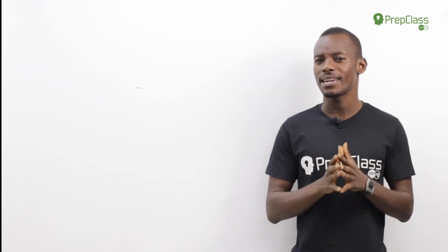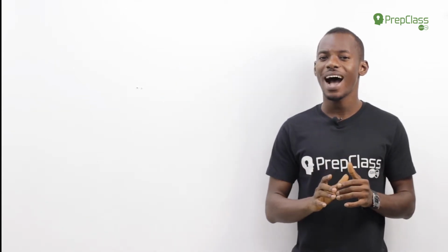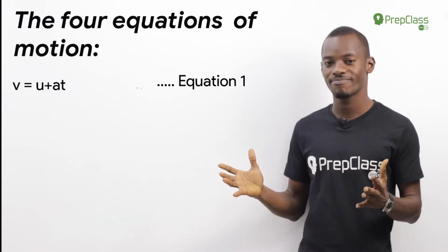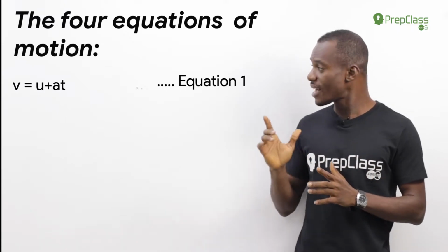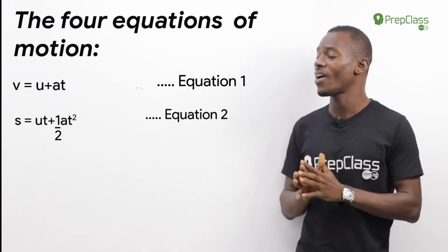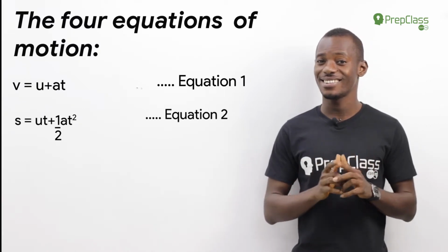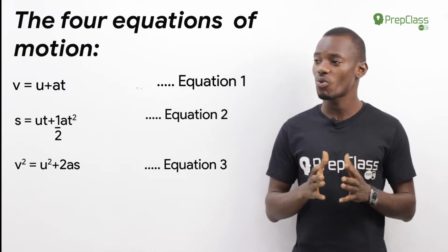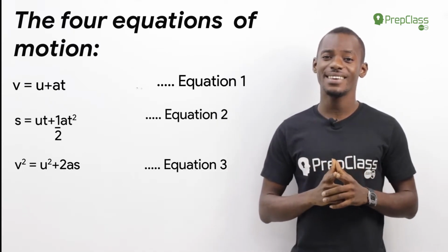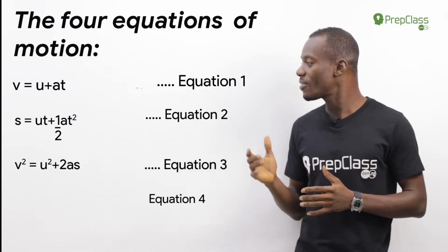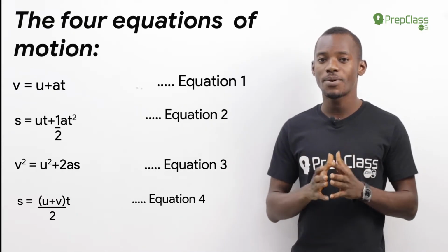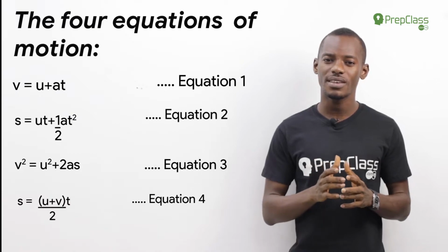Now let's remember, the most important things to solve any motion question are the four equations of motion. The first one is V equals U plus AT, and that is the first equation of motion. Second, we have S equals UT plus 1 over 2 AT squared. And that is the second equation of motion. For the third one, we have V squared equals U squared plus 2AS. And that is the third equation of motion. Then we have the fourth one as S equals (U plus V) over 2, all in bracket, T. And that makes the fourth equation of motion.